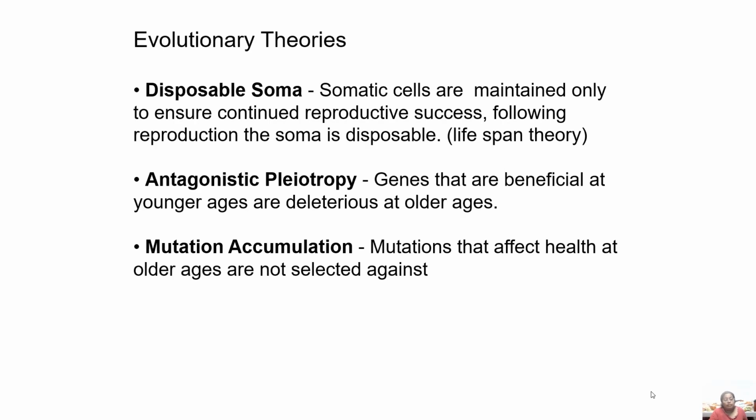What are the evolutionary theories? Like the disposable soma theory: somatic cells are maintained only to ensure continued reproductive success. Following reproduction, the soma is disposable. Here, the antagonistic pleiotropic genes that are beneficial at younger ages are deleterious at older ages. Here, the mutation accumulation theory: mutations that affect health at older ages are not selected against.